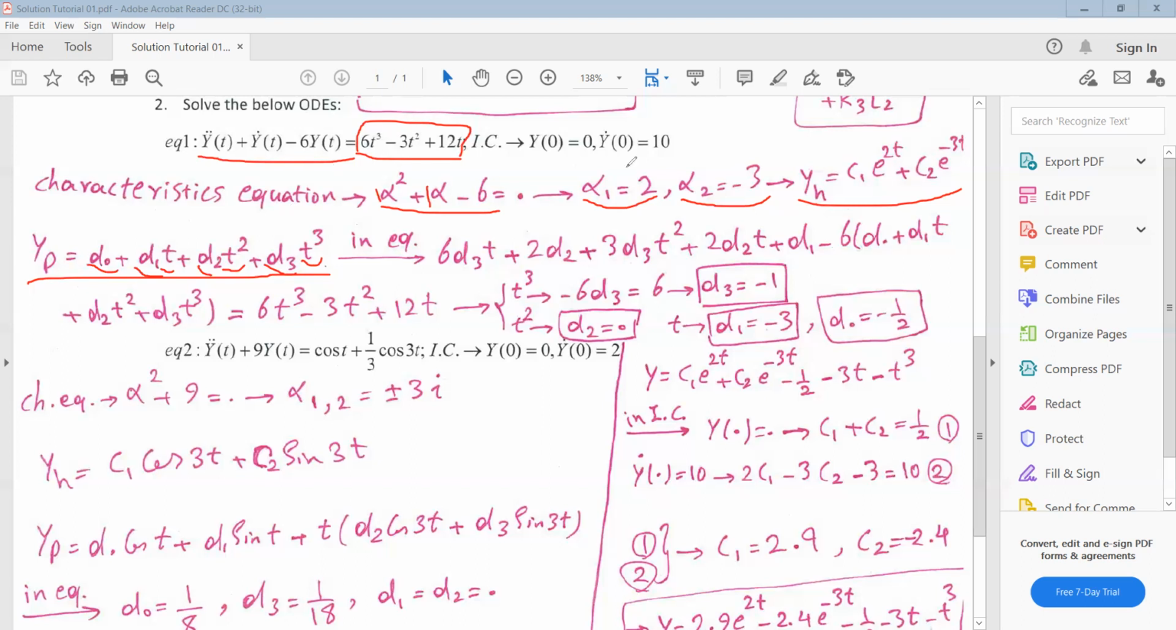Because it's not a face-to-face tutorial, I will use a software to show you how to calculate the derivatives and how to substitute into the equations. So let me show you in one software.